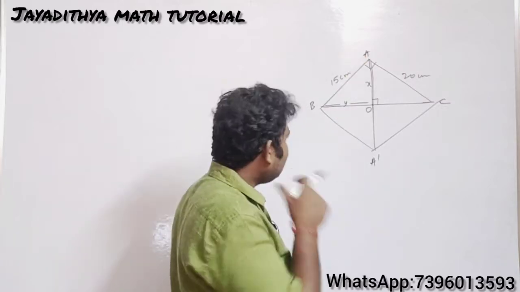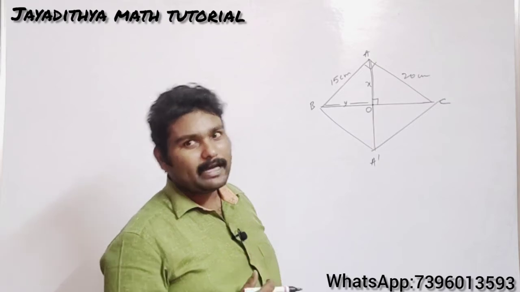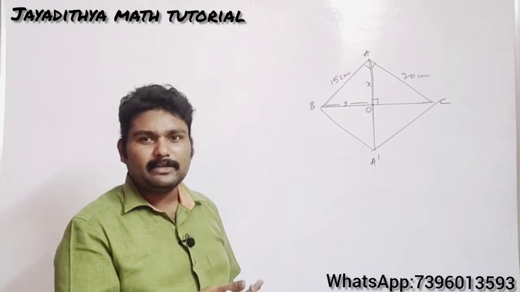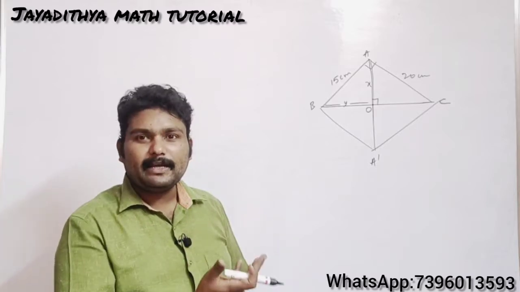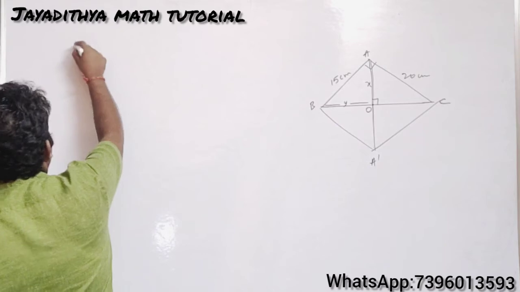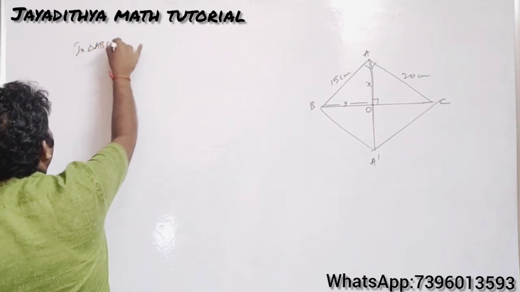Clear? Now let us try to find out the X and Y dimensions first. If you know the values of X and Y, that means you know the height and the radius, then you can easily find the volume and the total surface area. For that reason, let us take triangle first of all. In triangle ABC, what happens here?